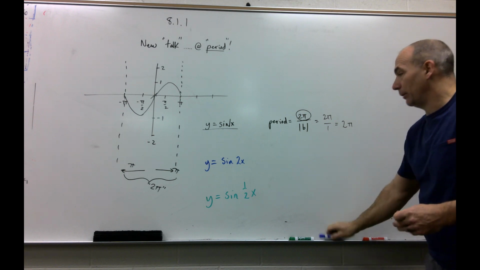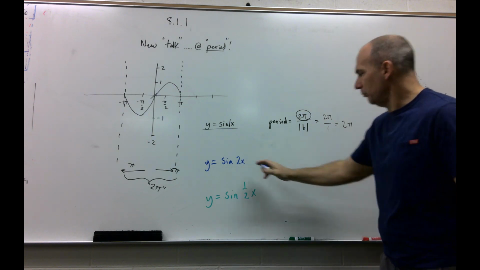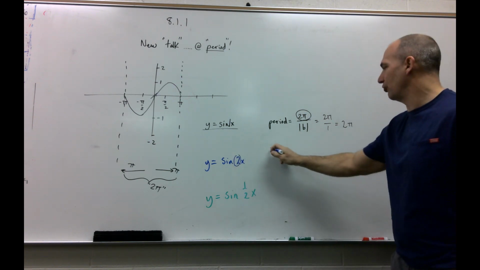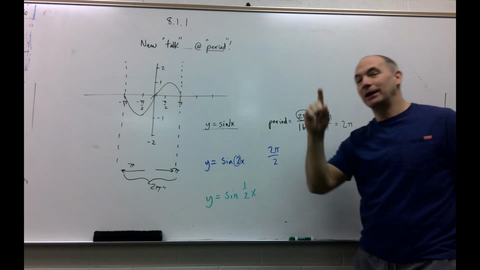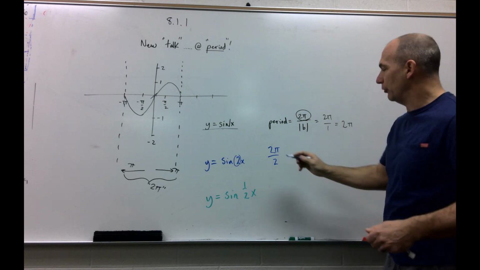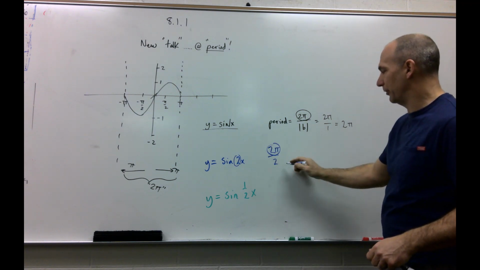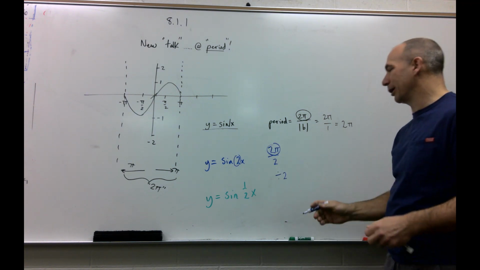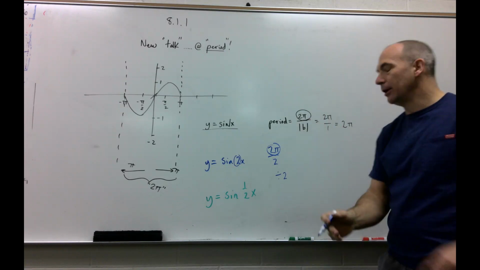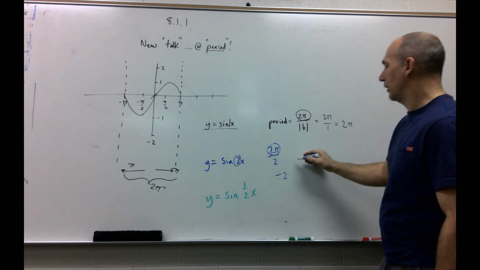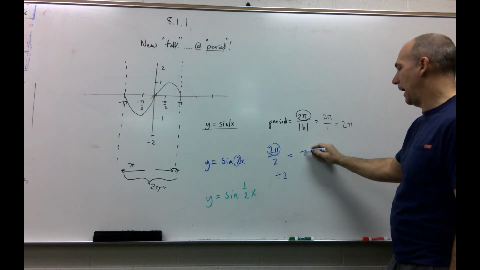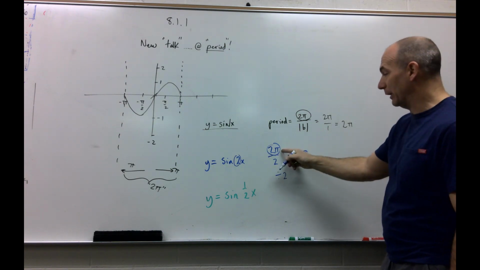So let's apply it to this blue one. Here's my b. Now this is going to change. So 2 pi all over 2. Now stop and use your noggin. What are we doing to the original period? We're dividing by 2. We're cutting it in half. So if I was to say, what is the new period? The new period is pi. What do we do to it? We cut it in half.